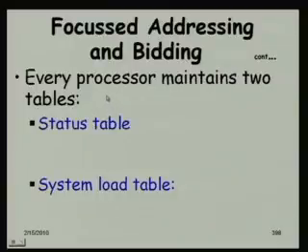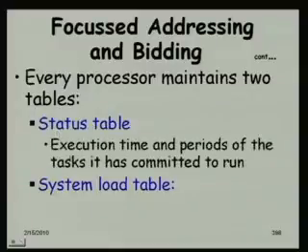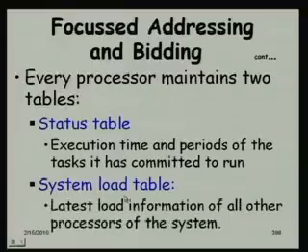So, here the algorithm is as follows. Every processor will maintain two tables. One table is called the status table, which keeps track of the different tasks it has committed to run, the execution times and periods of these tasks. So, it is about its own status. The status table of a processor is about its own status. The other table, the system load table, is about the status of other processors in the system.